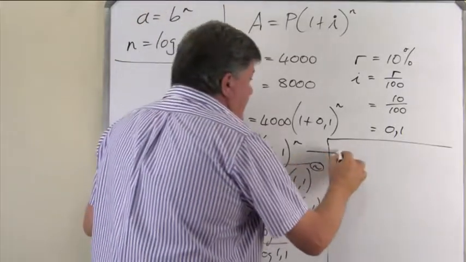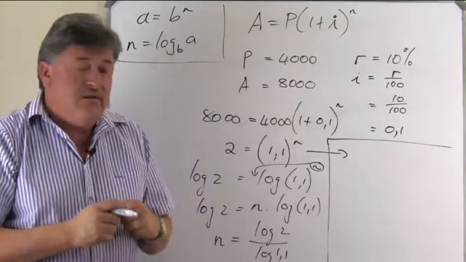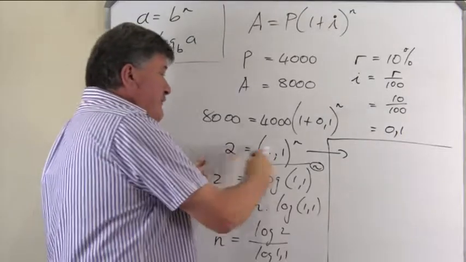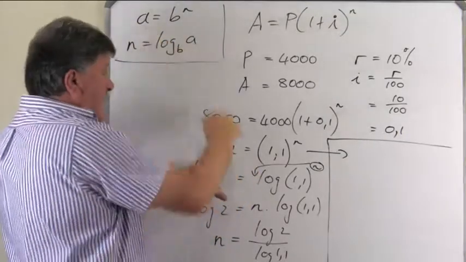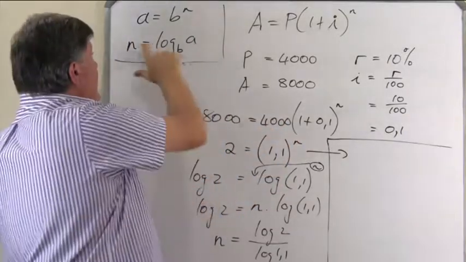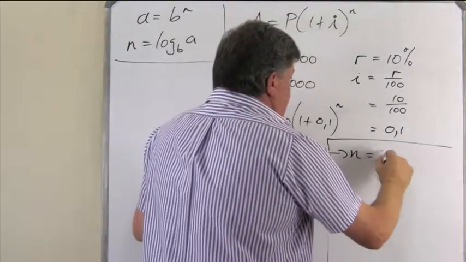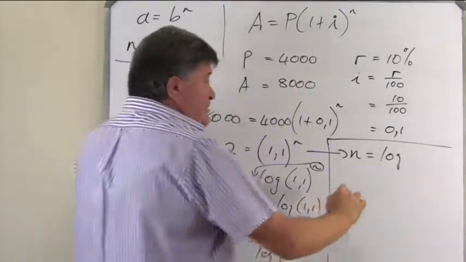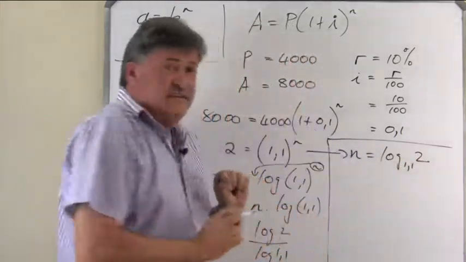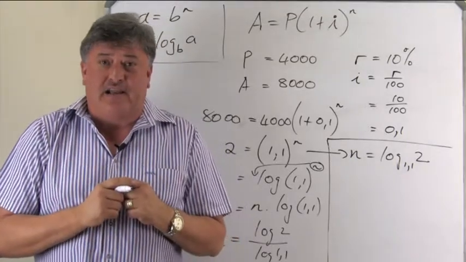Now, if you look at this, 2 is equal to 1,1 to the power of n. How can we change this now to a log equation? Very easy. This 2, that is our a, 1,1, that is the b, the exponent is n. We said n is equal to the log of a base b. So n is equal to the log of a, which in this case is 2, with a base of 1,1. And that is what we're going to calculate now on our calculator.